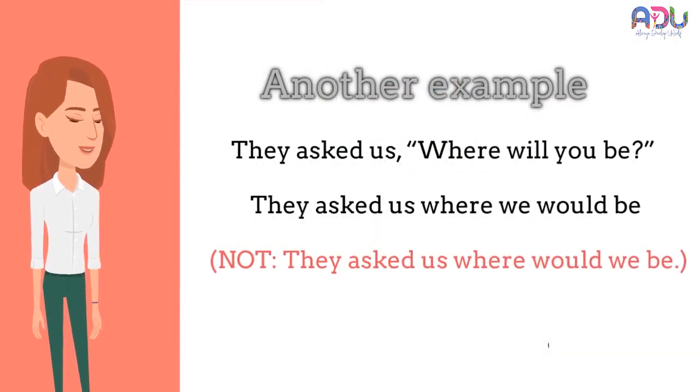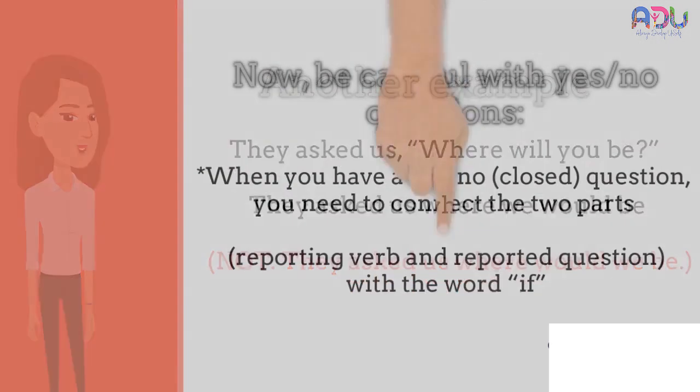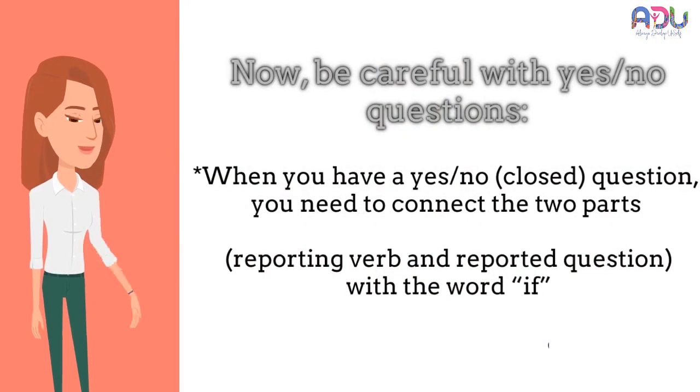Another example, they asked us, "Where will you be?" The indirect question is, they asked us where we would be. Not, they asked us where would we be. That's wrong. Now, be careful with yes and no questions.